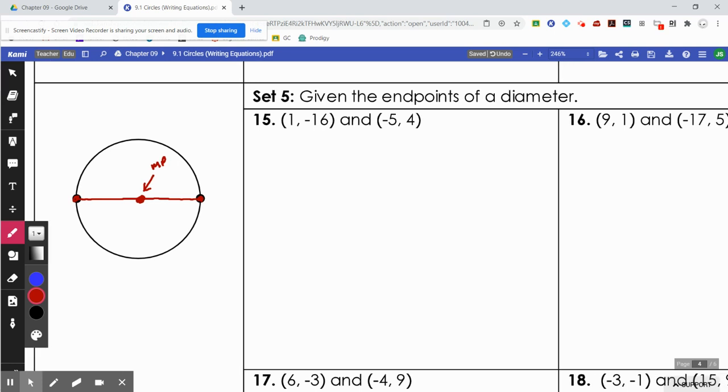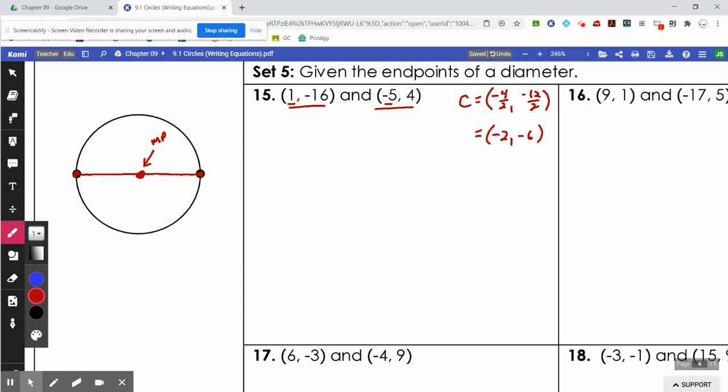So first off, here's the endpoints of a diameter. To find the center, we're going to find the midpoint of those 2 points. How do we find the midpoint? We add our x's, and the formula is up above. Add your x's and divide by 2. Add your y's and divide by 2. So the center of my circle is located at (-2, -6). So now let's use that. My equation will be (x + 2)² + (y + 6)² equals.